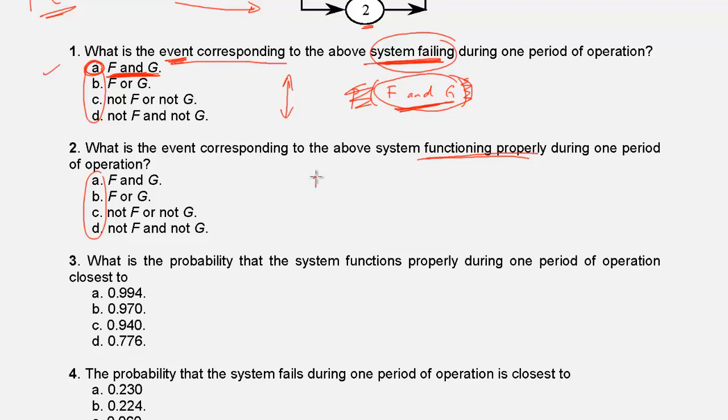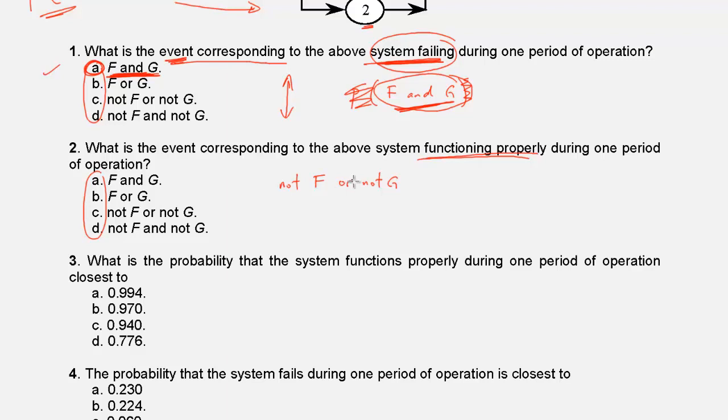So how does that correspond to F, and how does that correspond to G? Well, F means that system number 1, or component number 1, fails. G means component number 2 fails. As long as one of them is not failing, then we're okay. So you could just have not F. That would be good. That would be one way. If we don't have a failure in component 1, then the system would work. Or if we don't have a failure in component 2, then the system would work. So either one of these are okay.